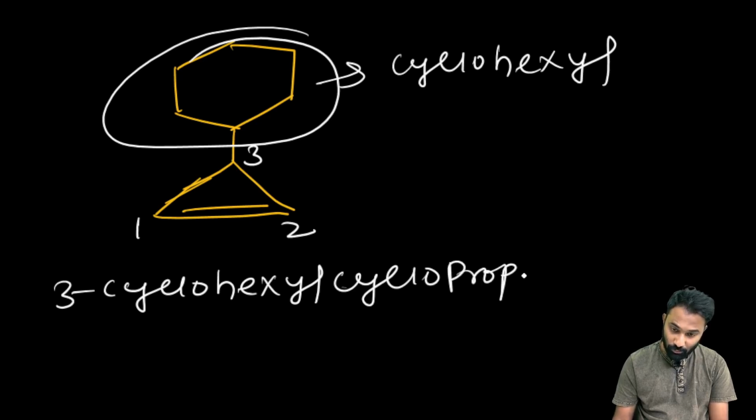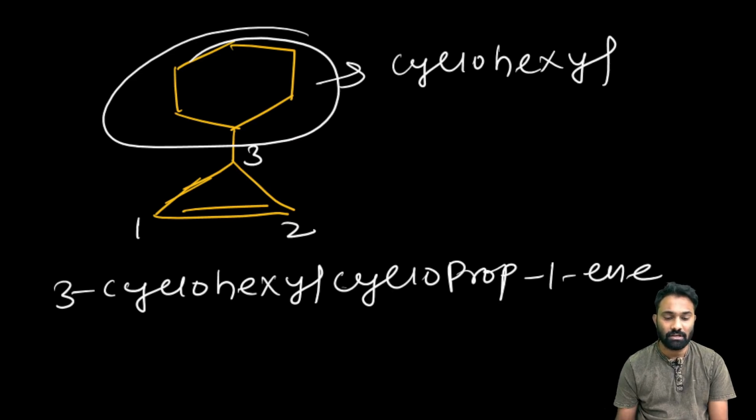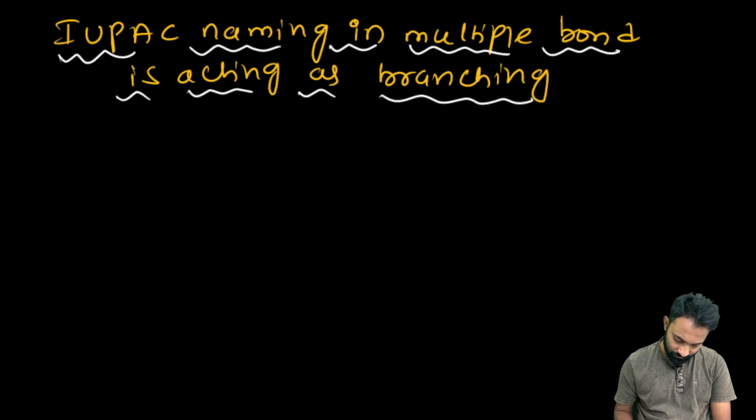Cycloprop-1-ene. This is the name of this compound: 3-cyclohexylcycloprop-1-ene. Done. Next, very important: in IUPAC naming, a multiple bond can act as a branching.